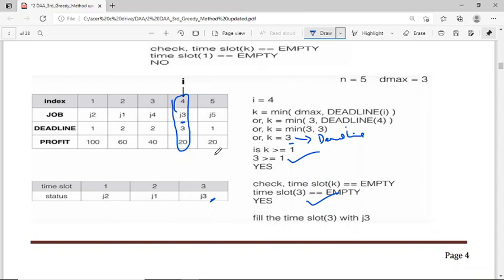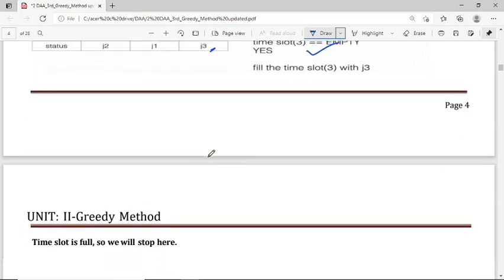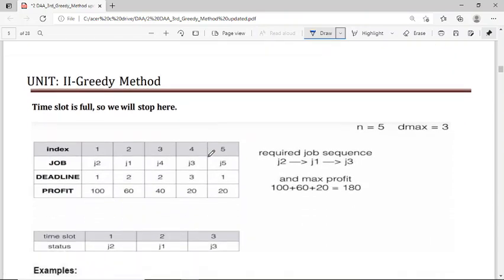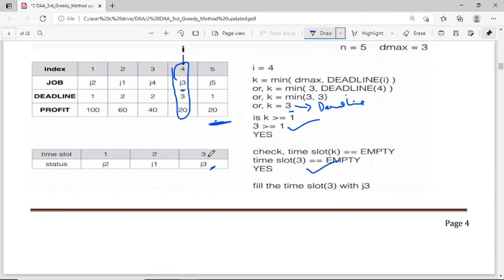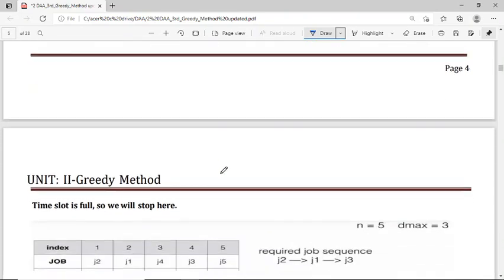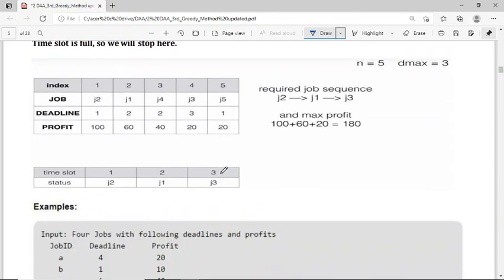Still we have one more job that you also need to check with the same process. I is equals to 5, check. But when you finish the time slot, here nothing is empty. So no use of checking the job 5. Okay. So the time slot is full. So we will stop here.